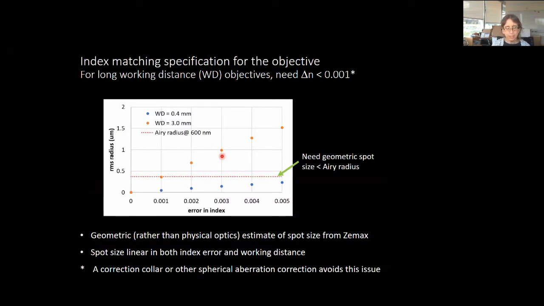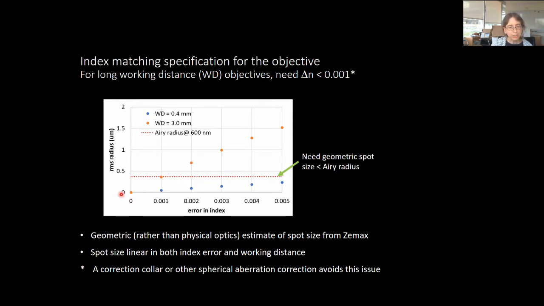And another little detail that I wanted to mention about picking your medium is that you really need to do this before you actually go and design the objective. I didn't design the objective, but before you specify the objective for someone else to design, you have to know this index really well. The reason is that any error in the index is going to give you spherical aberrations in your imaging. And for long working distances, this gets to be very severe very fast.